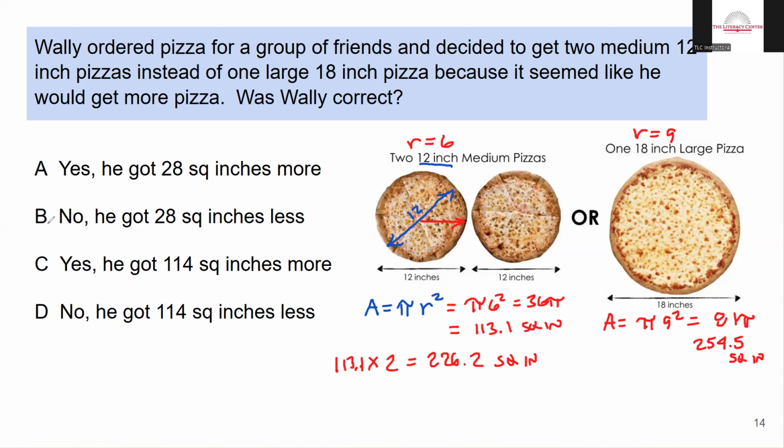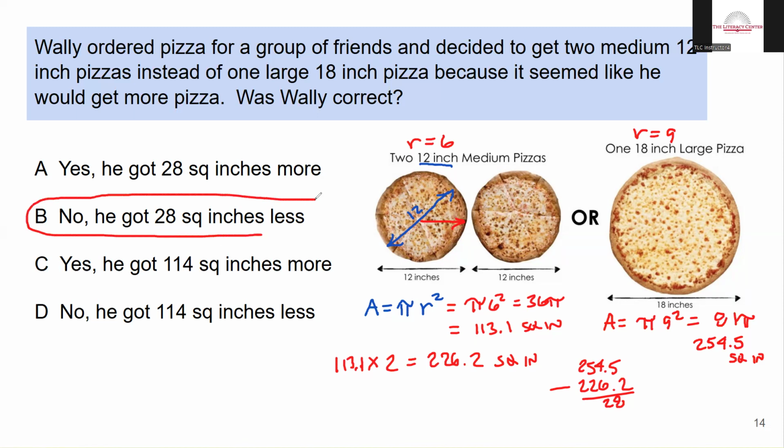So we want to choose between B and C. But what is the right reason? Did he get 28 inches less, or did he get 114 inches less? So we just subtract these. 254.5 minus 226.2, and we find out that the answer to that is about 28. So we go with answer B. No, Wally was not correct. He got 28 square inches less by buying the two medium pizzas.